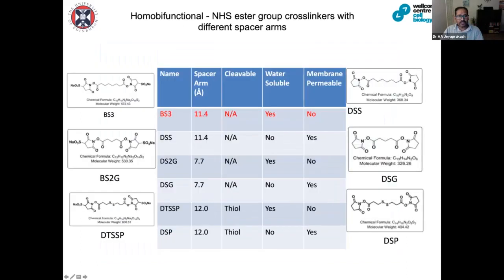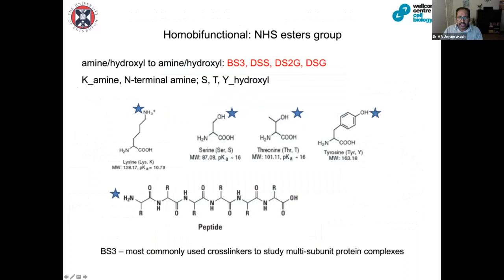The amine-to-amine cross-linkers are also called homobifunctional cross-linkers because the two reactive groups are identical and they react with the same type of amino acids. And among these amine-to-amine cross-linkers, there are different variants with different physicochemical properties, with different spacer arms, and some are water soluble, while some of the membrane-permeable ones are not water soluble. And the amine-to-amine cross-linkers, in addition to reacting with amines, also react with hydroxyl groups. So they can also cross-link serine, threonine, and tyrosine residues.